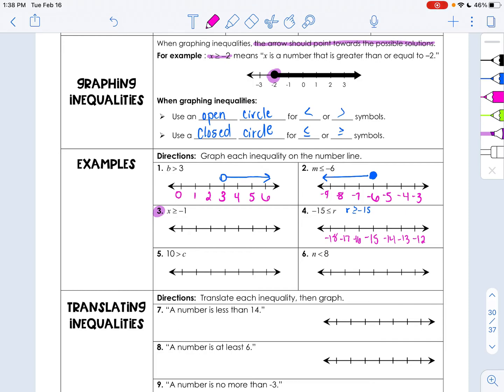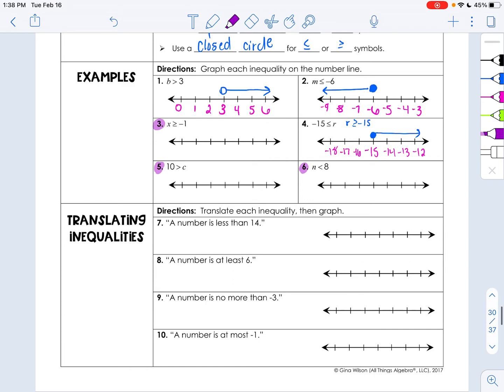Because my symbol is greater than or equal to, I'm going to have a closed circle at -15. And it is greater than, which means it's going to be all of my numbers to the right. So my arrow is going to point to the right. This helps model all of my possible solutions to this statement. Go ahead and highlight number 5 and number 6.